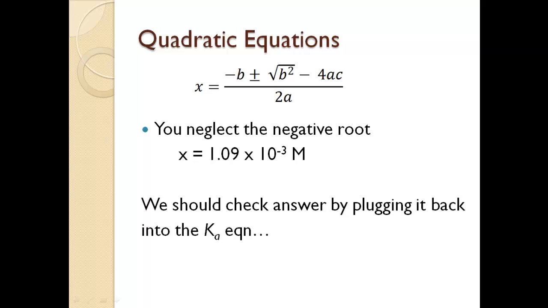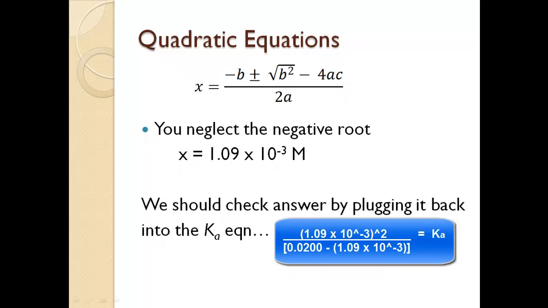Just as a check, if you have time to do this, let's say in your exam, you should check that the answer that you got for X makes sense if you plug it back into the Ka equation. So for example, if you plug 1.09 times 10 to the negative 3 back into the original Ka equals x squared over F minus x, the answer you should get is the Ka, which was 6.28 times 10 to the negative 5. And if you do that, you will get that number. So that's a check to make sure that the answer you got for your quadratic equation is correct.